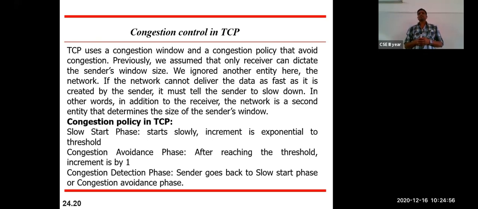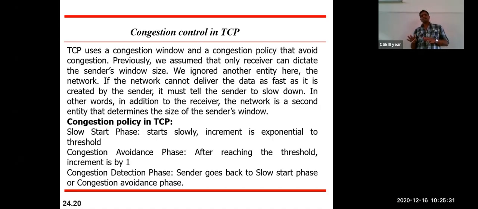Can you see it there? Slow start phase, then followed by congestion avoidance phase. When is the congestion avoidance phase reached? When it reaches the threshold. It starts slowly. It keeps incrementing exponentially until it reaches a threshold. Once it reaches a threshold level, it enters the next phase called avoidance phase. In avoidance phase, after reaching the threshold, increment is done by 1, just additive increment. It's called additive increment, simple incrementation.